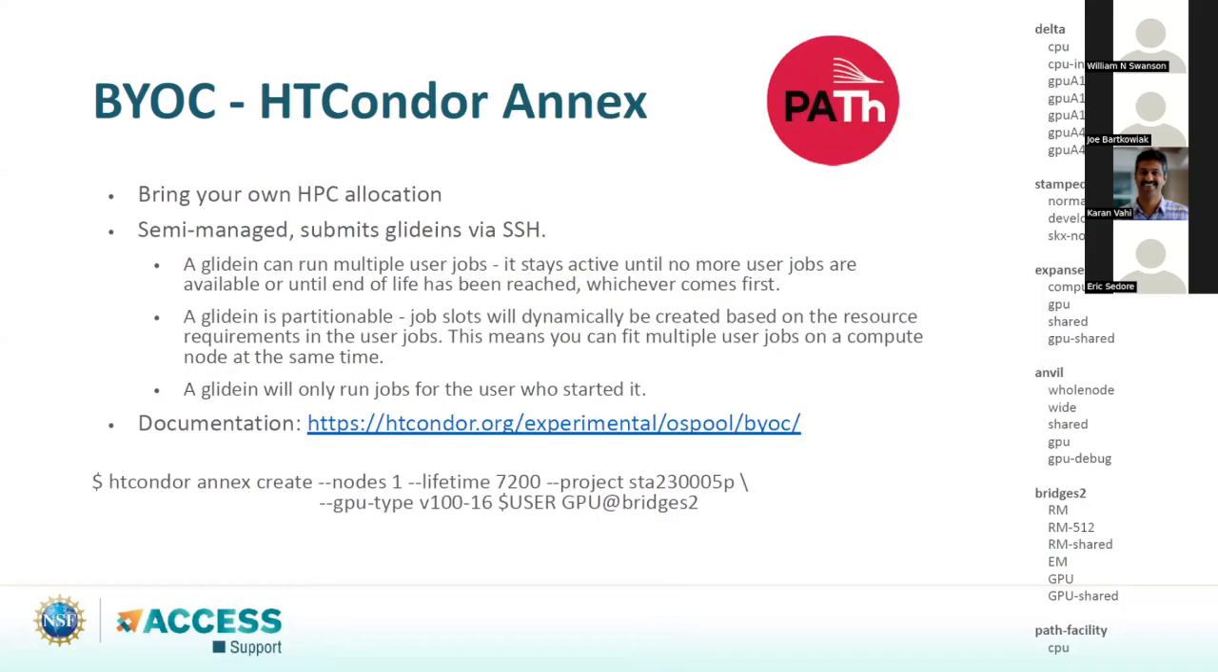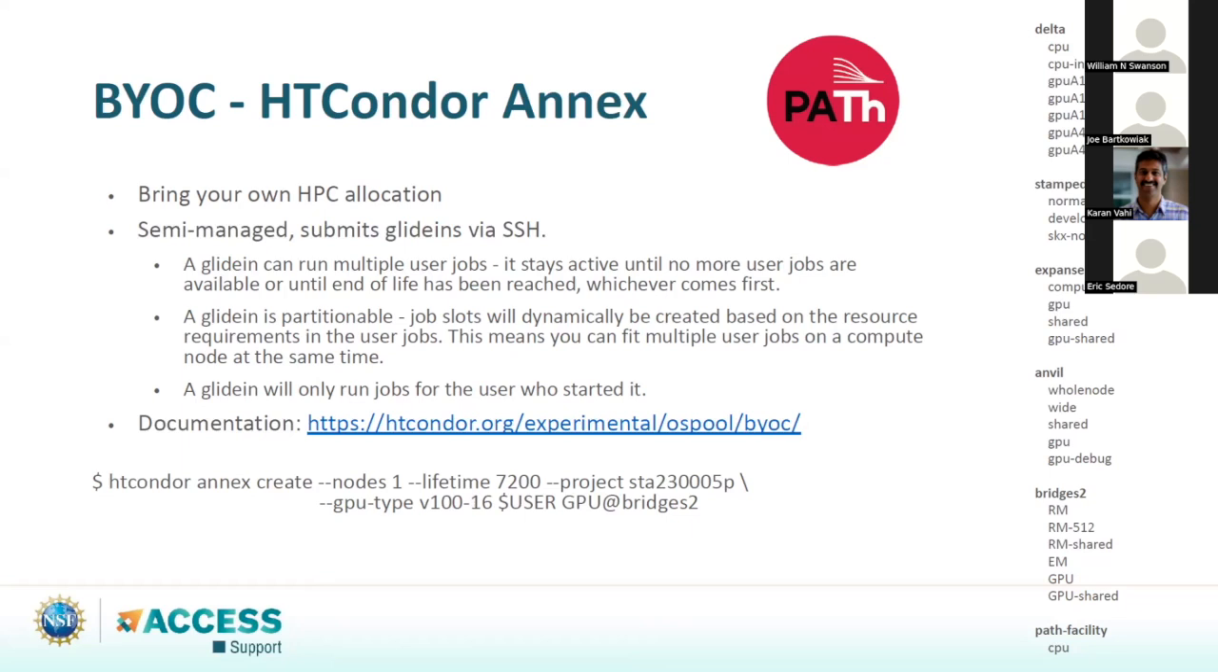The second option here is HTCondor Annex. And this is a path contribution. It's part of Condor. You have to have a pretty recent version for this to work well. But the idea here is that Condor is aware of a bunch of different machines and queues. Okay? And these are pre-configured.